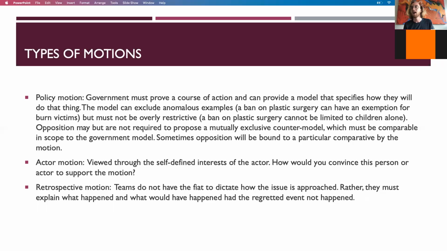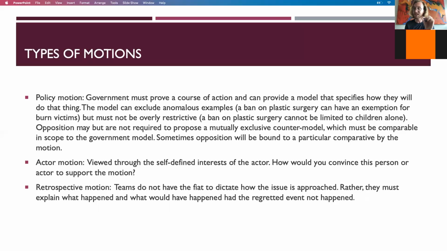Policy motions. This is, this house supports X, that we should do X. Governments must approve a course of action and can provide a model that specifies how they will do that thing. So they will explain, this is what our burden within the debate is, we have to stand by this thing, this is exactly the way that we are going to do it.